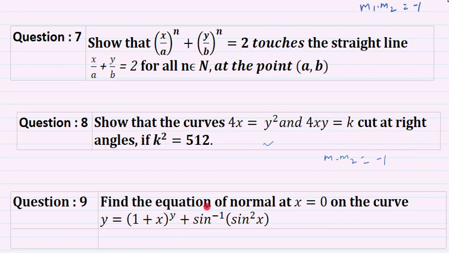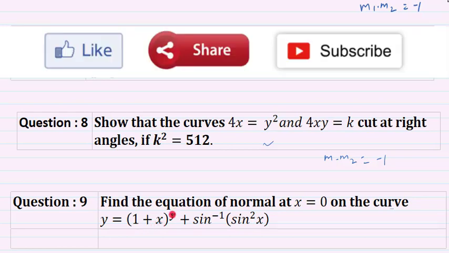Next is: find the equation of the normal at x is equal to 0 on this curve. Here in this curve you need to take care of one thing only. This is (1 plus x) whole power y. You have to consider it as a third function. You can name it as the third function z, and you need to calculate its derivative by taking log on both sides, and then place the values of dz upon dx in the derivative of this function. So easily you can find the equation of the normal for this problem as well.